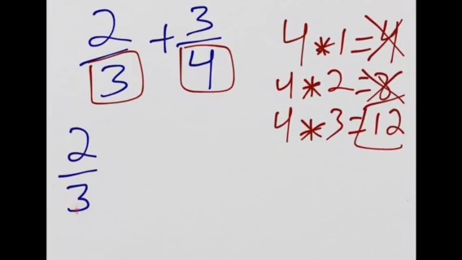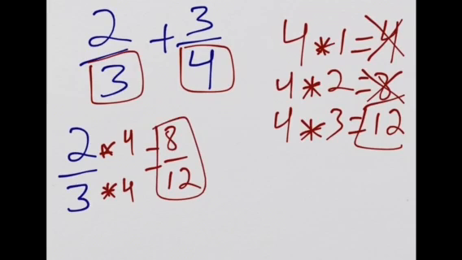So if I'm changing this fraction to thirds, how do I get from thirds to twelfths? What do I have to multiply to get from 3 to 12? I have to multiply by 4. To keep this fraction the same, if I'm multiplying the bottom by 4, I also have to multiply the top by 4. And this new fraction becomes 2 times 4, 8, 3 times 4, over 12. That's going to replace this fraction here.